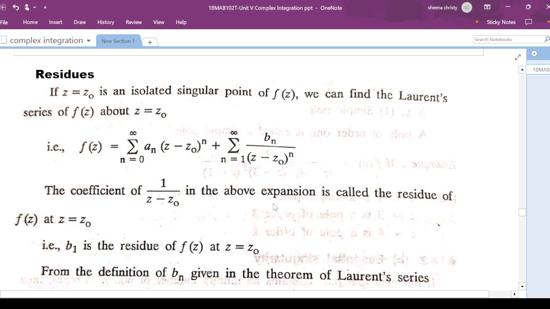In this lecture we are going to understand what the definition of residues is and how to find the residues at their poles.